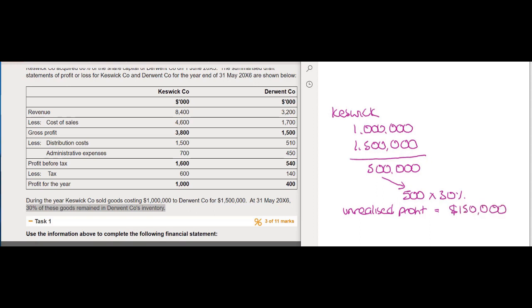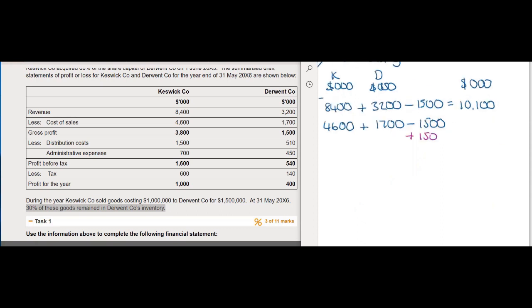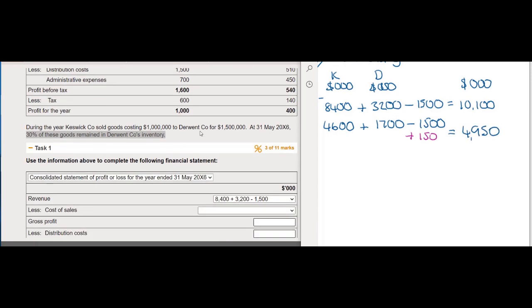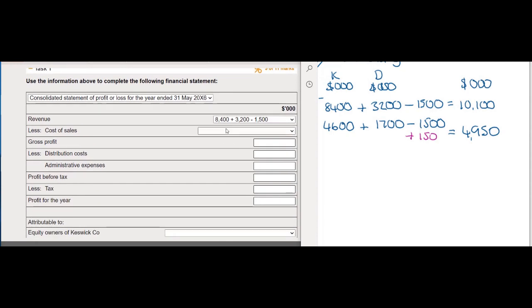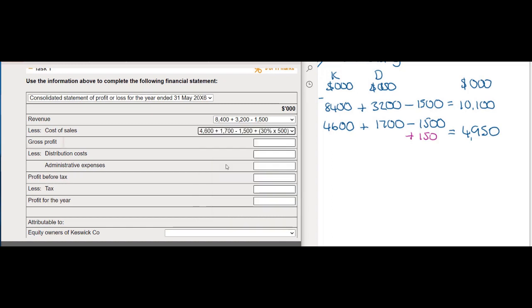This will be sitting in our closing inventory balance, and so therefore we will need to add this back to our cost of sales figure. So I'm going to also add the 150,000, and so the consolidated cost of sales figure would be 4,950,000. Looking at the drop-down menu then for cost of sales, the correct option is going to be the second option. My next box is to calculate the gross profit.